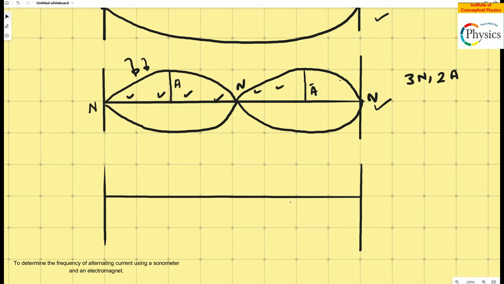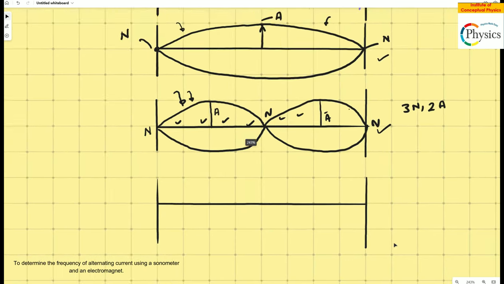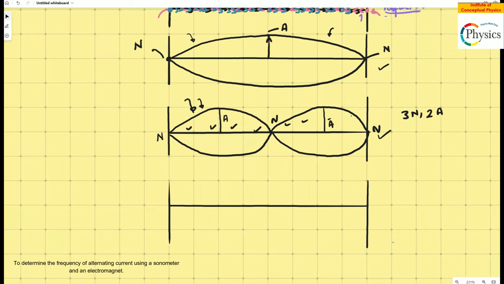So this particular pattern, which is the first pattern which I've drawn, is called the fundamental frequency pattern. So this is the fundamental frequency.